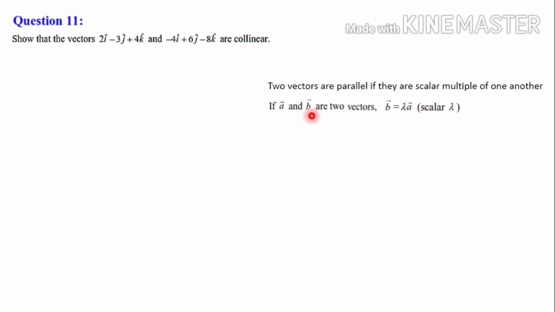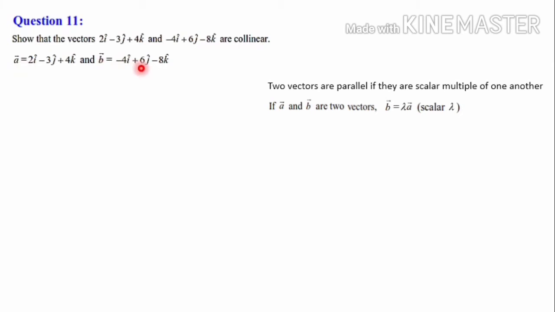Then we can say that vectors A and B are parallel. Here we have to prove that they are collinear. Parallel vectors are collinear vectors. Here vector A is equal to 2i minus 3j plus 4k, which we have taken. Any vector you can take as A, and if you multiply a scalar quantity with vector A, we will get another vector B, and those two vectors are parallel vectors.